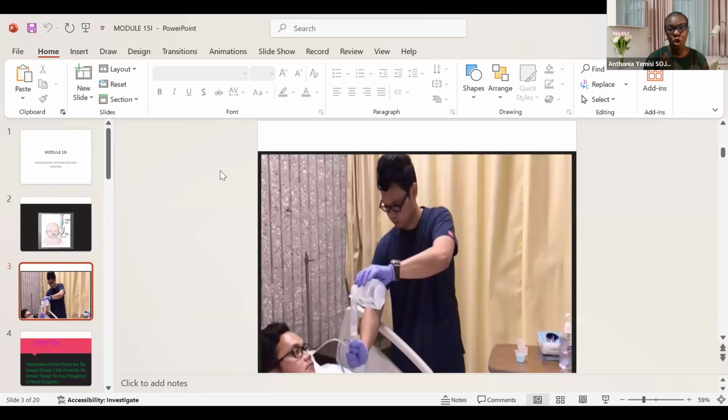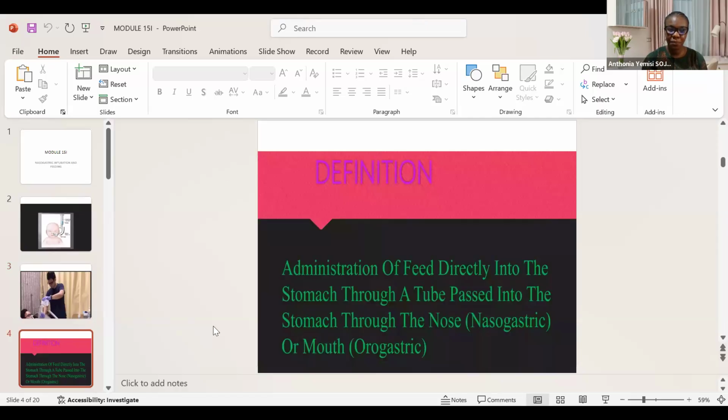So here is a picture of a nursing personnel feeding a patient who has a nasogastric tube in situ. This is the feeding syringe, and you can see him pouring the feed into the feeding syringe.